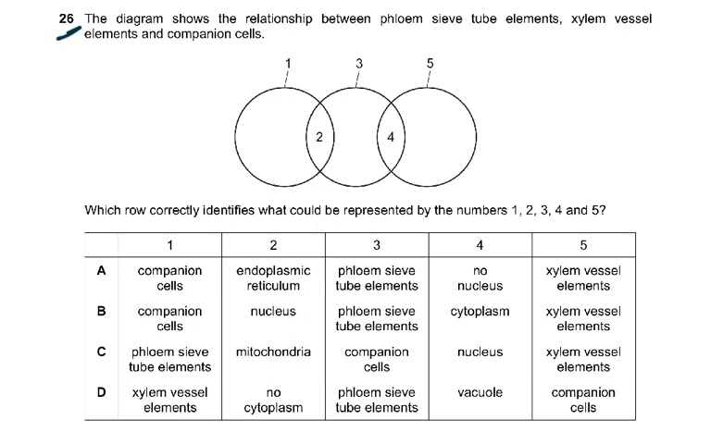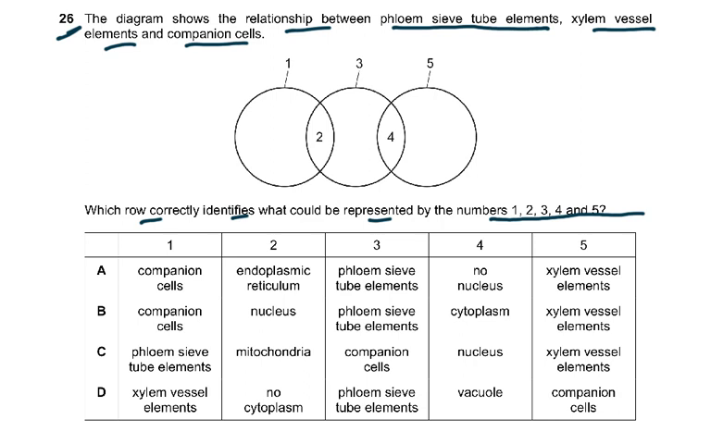Now, question number 26. The diagram shows the relationship between phloem sieve tube element, xylem vessel, and companion cells. Which row correctly identifies what could be represented by numbers 1, 2, 3, 4, and 5? Now you have to look at these companion cells and phloem sieve tube. Is endoplasmic reticulum present in both? Phloem sieve tube element and xylem, no nucleus. Is that correct? So, always do it like this.